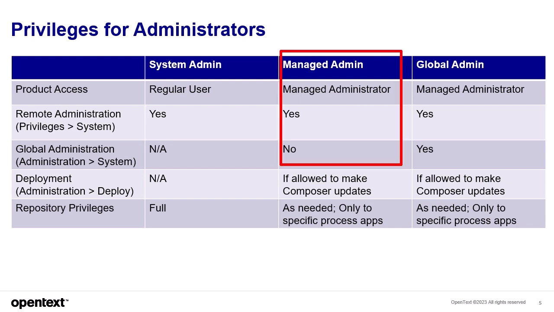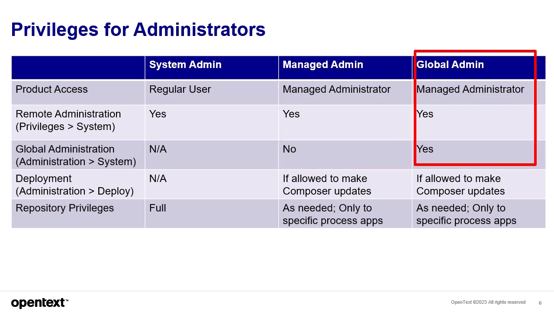Managed administrators have the managed administrator product access. This is what limits them to only specific projects. They also get the remote administration privilege, which gives them access to the application administrator tool. A global administrator has the same setup as a managed administrator, but they also have the global administration privilege. This allows them to create new applications as well as create, edit, configure, and delete environments in the repository.